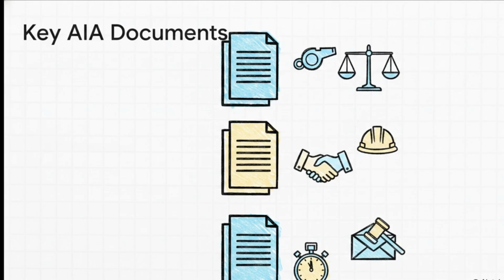It's the general conditions of the contract for construction, and it defines the overarching rights and responsibilities of the owner, the contractor, and the architect. And remember, the architect acts as the project referee and the owner's representative here.